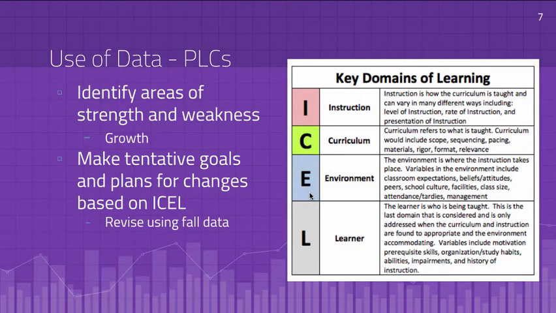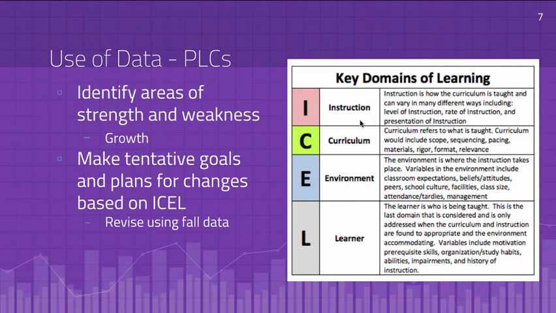Remember, when we're using the data in our PLCs, you can identify areas of strength and weakness. What we are really looking for, however, is growth. Areas of strength where they're growing well, and then areas of weakness where we may need to foster a little more growth by changing some practices in the classroom. What we're encouraging staff to do is make tentative goals right now and plans for changes for next year based on that ISO framework that I shared with you at the beginning of the year.